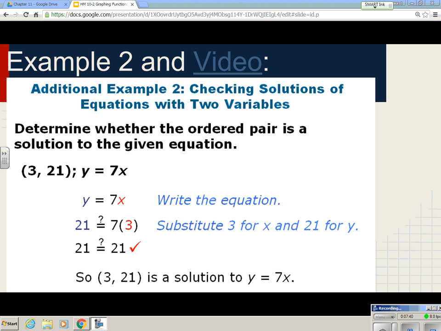Well, all you have to do for these then is you just have to first write the equation as it says, and then plug and chug the numbers in where they need to be. So the x in this is always the first number, and then the y. So the x, 3, goes in here for x, and 21 is y, so that goes there. So y equals 21, and 7 times x, 7 times 3 is 21. So because 21 equals 21 on both sides, you know that y equals 7x is a solution for 3 and 21. It's that simple. Just being able to check to see if it makes sense.